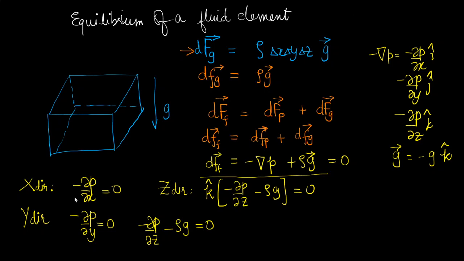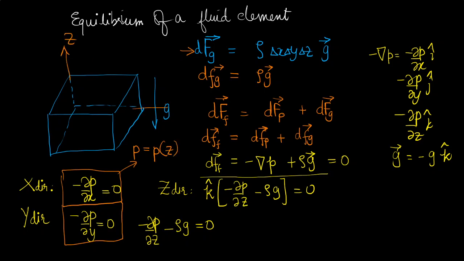What is our understanding from the fact that minus del p del x is equal to 0 and minus del p del y is equal to 0? Both of these imply that p cannot be a function of x and y, but p must be a function of z. Okay, so if this is the z direction, this is x and this is y, at a given z location, this fundamentally means that my pressure does not depend on the xy coordinates; it is constant across all x and y coordinates.